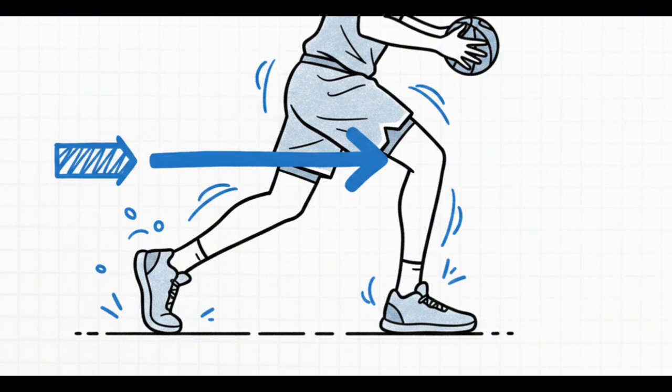The player takes a controlled step forward, using the foot opposite to their dominant passing hand. So if you're a right-handed player, you step forward with your left foot. As they do this, their body weight transfers seamlessly from the back foot to the front foot. Now, why step with the opposite foot? It's simple physics, really. It engages the much larger muscles of the lower body to generate force, rather than just relying on upper body strength.